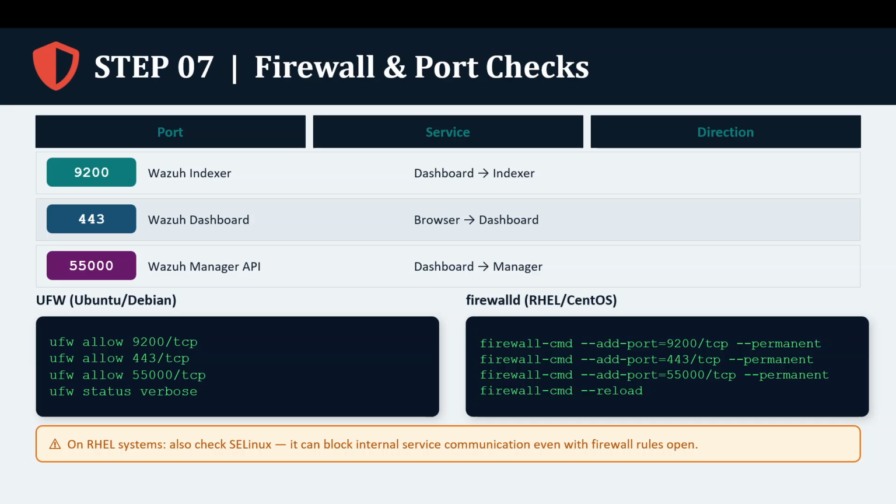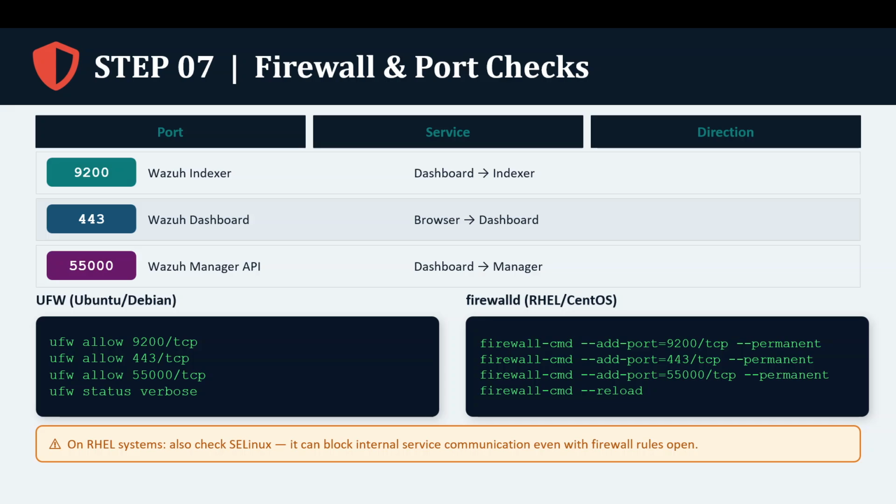Check firewall and ports. The most common ports are 9200, which is the Wazuh indexer port, 443, which is the Wazuh dashboard port where your UI gets loaded, and 55000, which is the Wazuh manager API port, right? If you have activated a firewall in your Linux machine, then you have to allow those particular ports. All these ports need to be allowed.